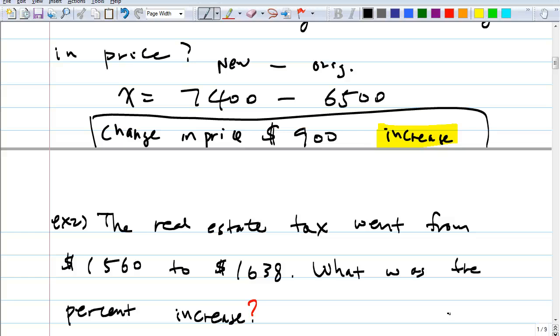By the way, if you don't know what real estate tax is, don't worry, that's not the important part of this question. You just know that some money went from 1560 to 1638, that you have to pay. Does that make sense? So it just went from 1560 to 1638. They're asking, what's the percent increase?